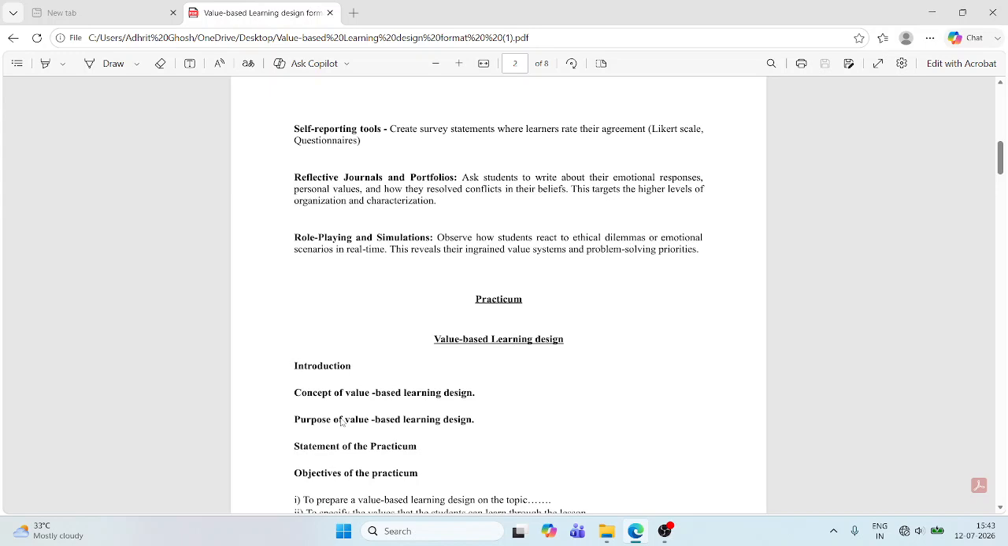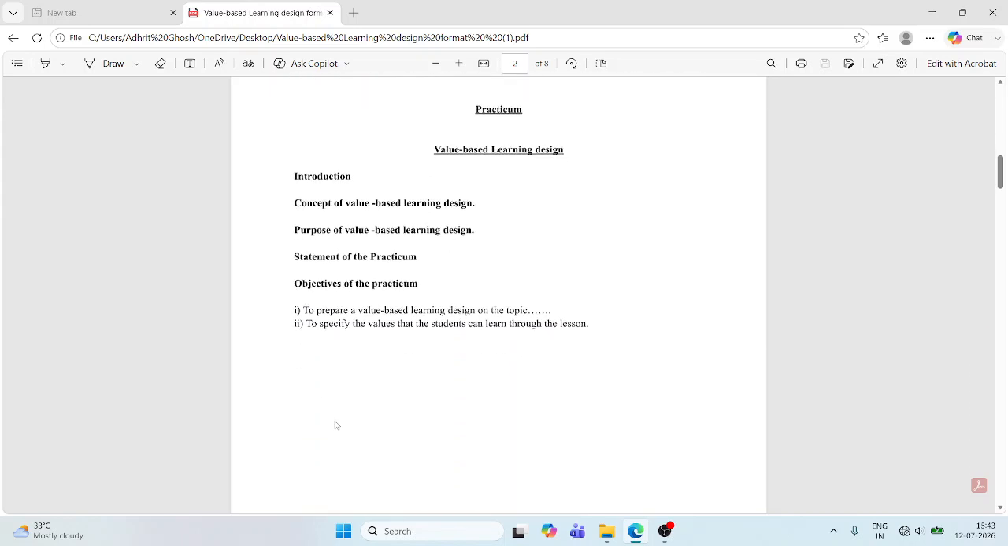So now we come to the main body of the practicum. When we write the practicum, that is the value based learning design, you have to begin with the introduction, and then you have to write down what is basically a value based learning design.